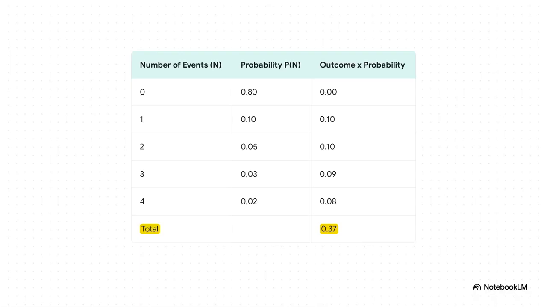Let's just walk through a super quick example. Let's say we're looking at the number of accidents on a road next week. There's an 80% chance of 0 accidents, a 10% chance of 1, and so on. We just multiply across each row, then sum up that final column. And boom, the expected value is 0.37 accidents.